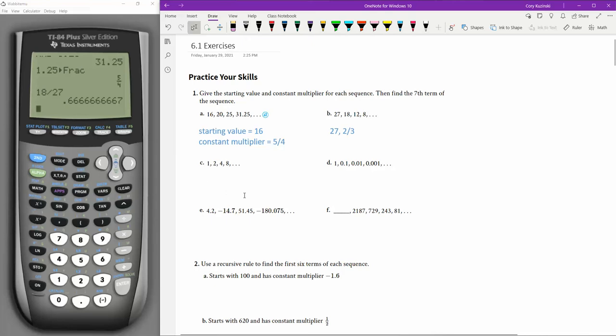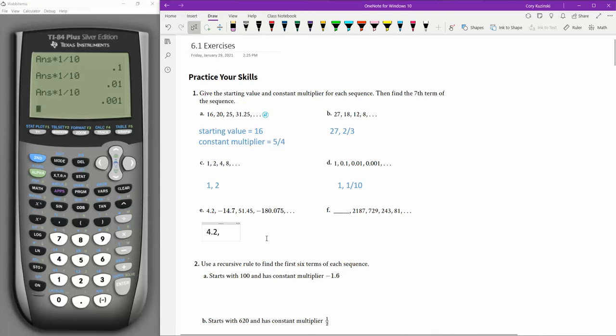This one's kind of obvious, isn't it? I don't think we need the calculator. 1 is the starting number, and then it's doubling every time. So you're multiplying 1 by 2 to get 2, 2 times 2 to get 4, 4 times 2 to get 8. So the starting value is 1, the constant multiplier is 2. Let's see, 1 again is our starting value, and then I think 1/10 is our constant multiplier. Let's check that one just to make sure. Let's go 1, enter, times 1/10. There's our 0.1, there's our 0.01, there's our 0.001. So we're good there.